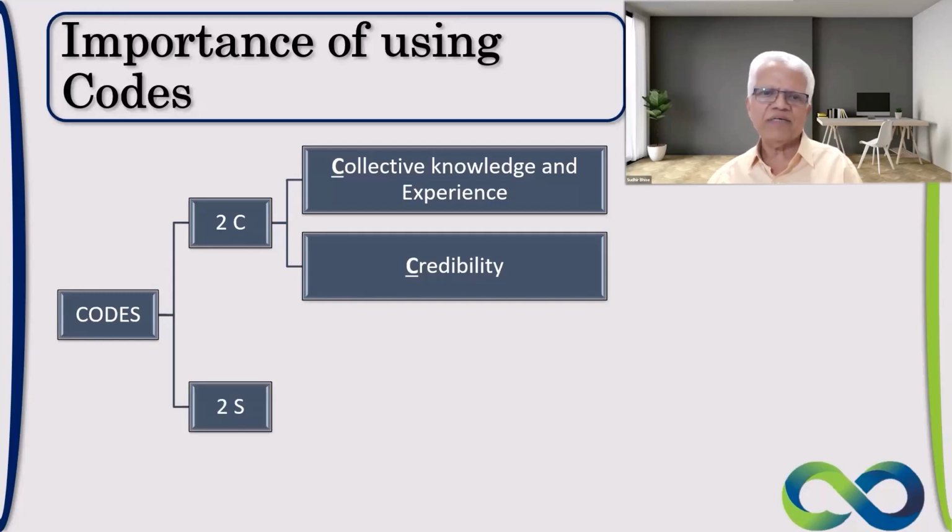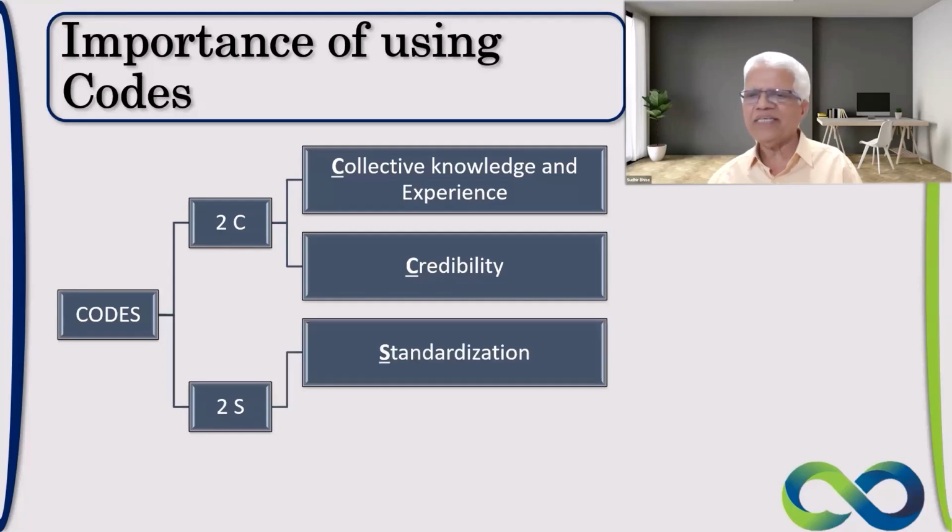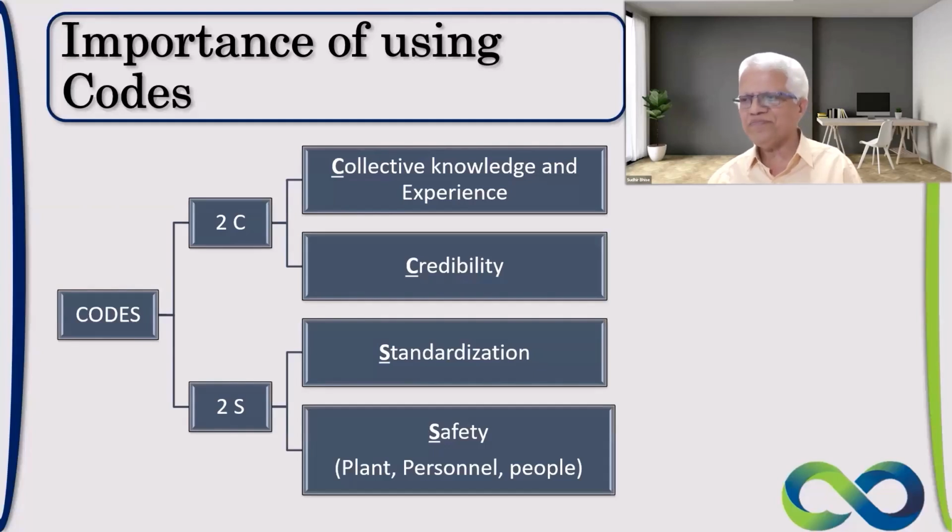And then we have the two S. So the two S stand for, number one, standardization. Many people have answered that. So the first one is standardization, and the second S stands for safety. So in a nutshell, any code that we want to use talks about 2C and 2S: collective knowledge and experience, credibility, standardization, and safety. And safety is taken into account for all the people.